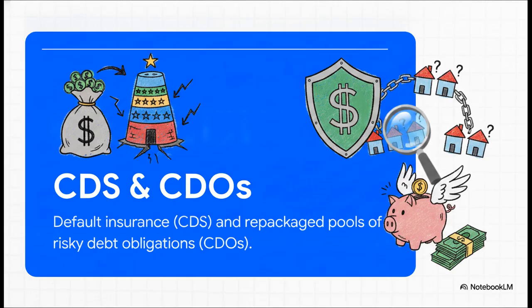Okay, let's look at the derivatives that actually amplified the 2008 crisis. First up, a collateralized debt obligation, or CDO. Think of this as essentially a repackaged bundle. Banks took thousands of those risky subprime mortgages we just talked about, bundled them together into tranches, and then sold them to investors as highly rated, supposedly safe products. A credit default swap, or CDS, on the other hand, is basically just insurance. It's a derivative that pays out if the underlying borrower or asset defaults. In The Big Short, Michael Burry basically buys a massive insurance policy on those bad mortgage bundles, betting that they would fail.